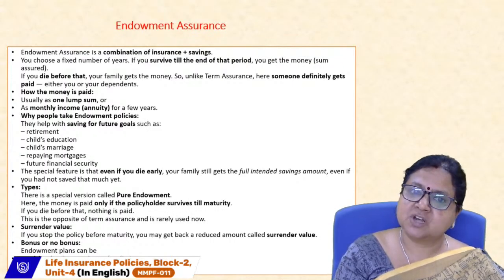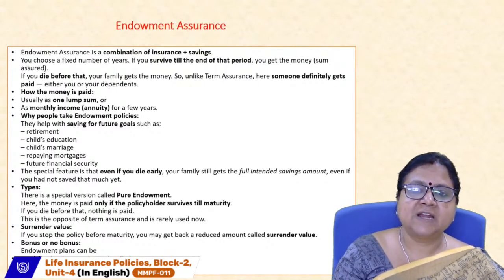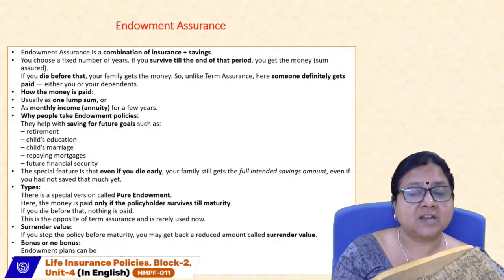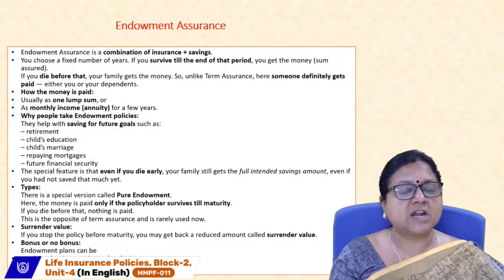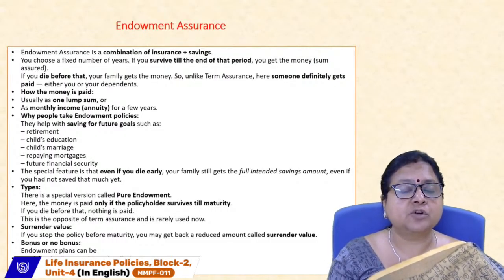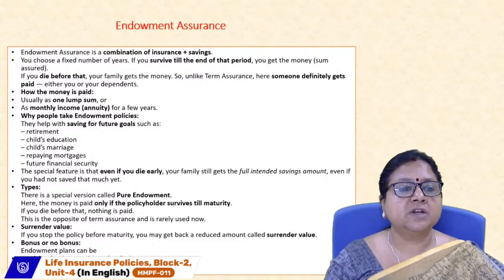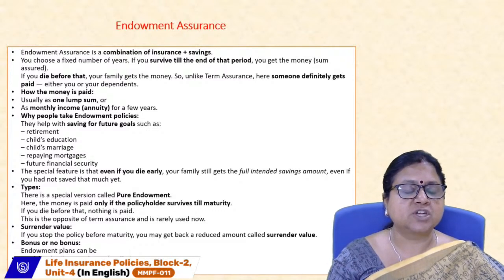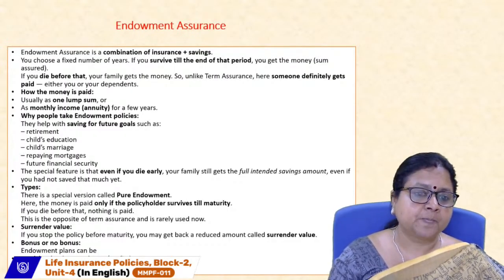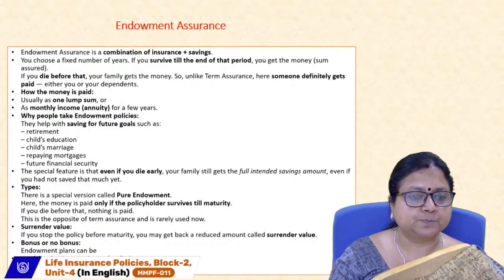Now suppose you survive the period. Suppose you survive the age of 60 and you get the sum assured. That amount of money, 10 lakhs, 15 lakhs, 20 lakhs, is going to help your retirement. Maybe it will help you in your child's education or marriage or any other financial obligations that will lie at that time. So this is a saving also.